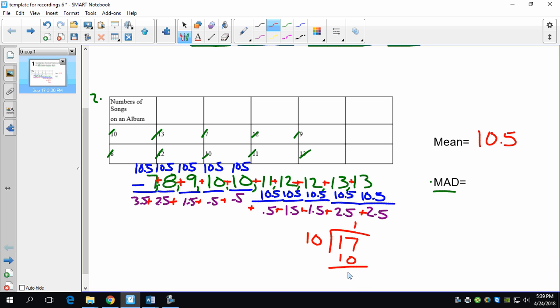How many times does 10 go into 70? Put your decimal up. 10 goes into 70 seven times. So our mean absolute deviation is 1.7. Essentially what that means is our data is, on average, about 1.7 away from the mean. So that's mean absolute deviation.